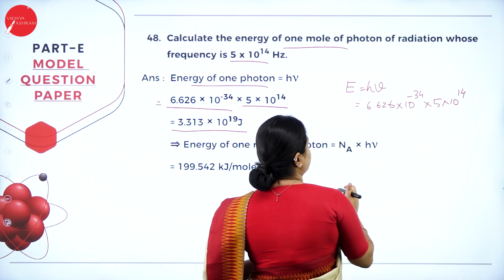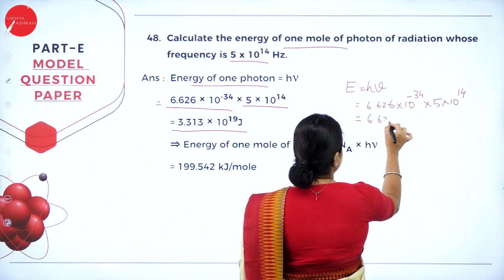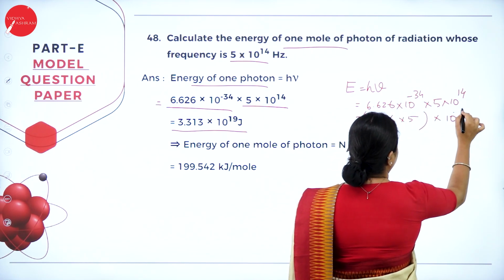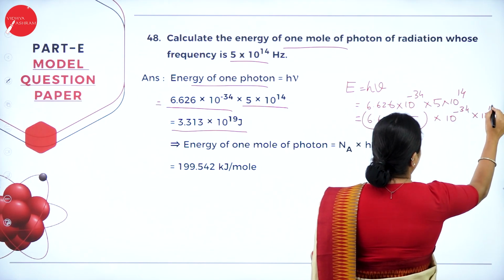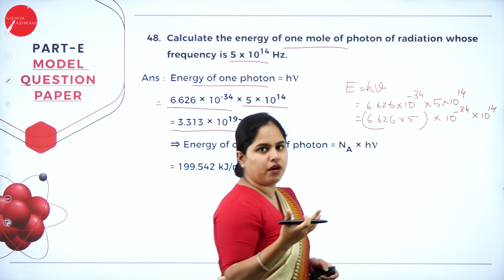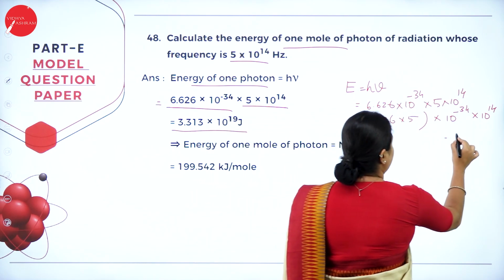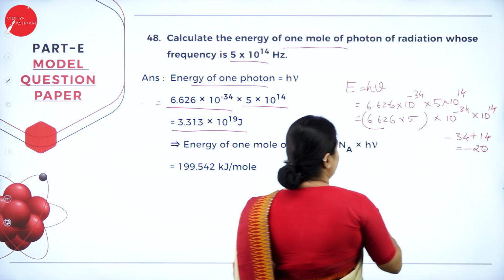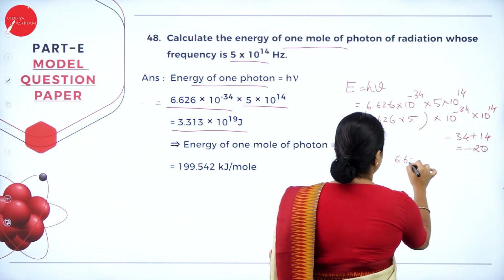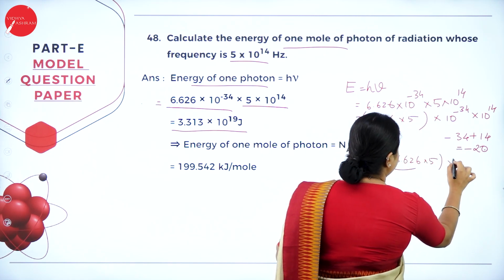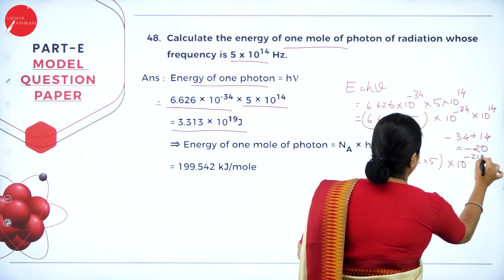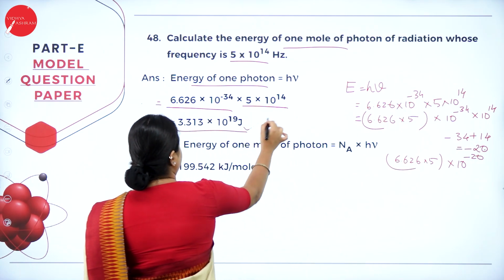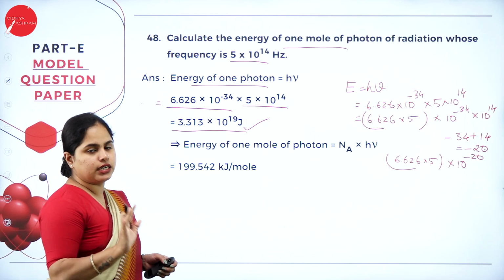So how do you do this calculation? You can do 6.626 into 5 together, and you have 10 to the power minus 34 and 10 to the power 14. Two powers of 10 are there, you just have to add them, that is minus 34 plus 14, which will give you minus 20. So this will be 6.626 into 5 into 10 to the power minus 20. Once you multiply this out, you will end up with 3.313 into 10 to the power minus 19. So this is for the energy of the photon.